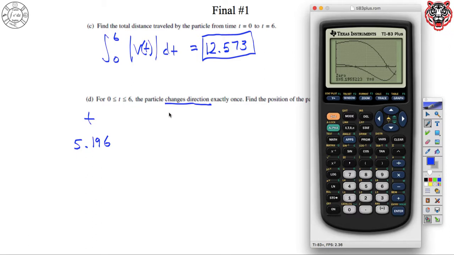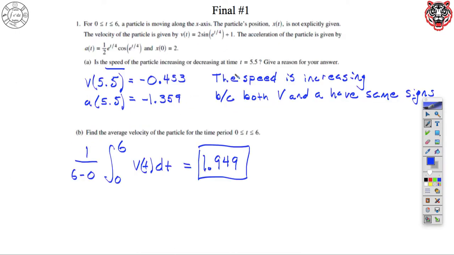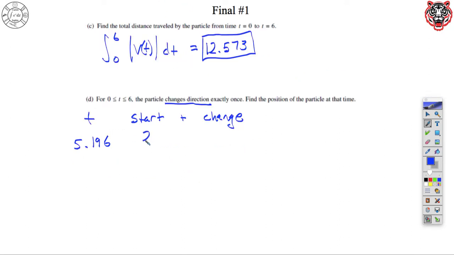How do we find the position? The position is always going to be given by the integral of velocity. You go backwards from velocity. So it should be a start plus change type of deal. So that's my time, start, and I'm going to do plus change, and that will give us our answer. So what is our start? If I come back to this, I see that my start right here, at time equals 0, the position is 2. So my start is going to be 2, and my integral is going to start from 0. Those are what the values give me. And then I'm going to plug in this t, 5.196, for the upper bound, and again, taking the integral of velocity. And that will give us position.